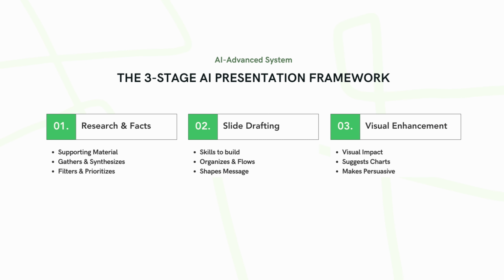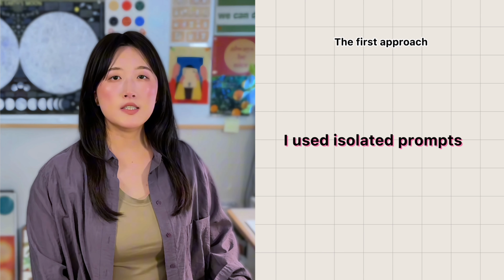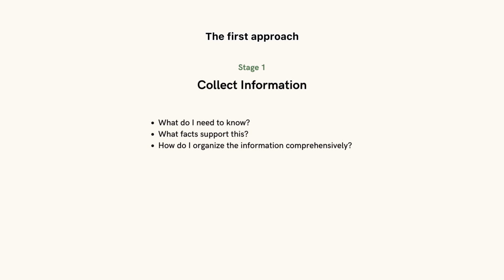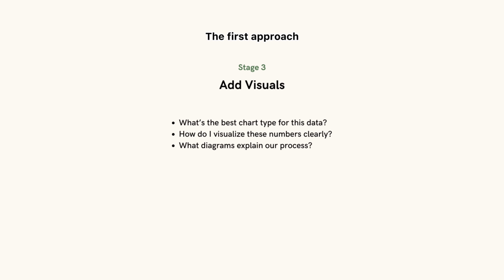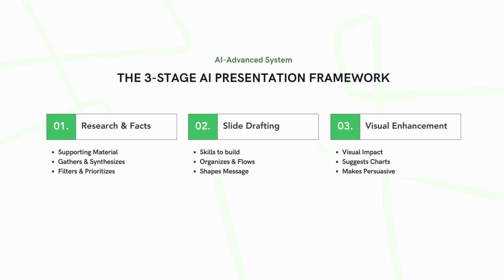Let me show you what I mean. In a previous video, I showed this by creating slides with AI. Same task, same three stages, but I compared two very different approaches. In the first approach, I used isolated prompts. Stage 1, research AI project management tools. Stage 2, turn this into slides. Stage 3, add some visuals. Each stage started fresh with no connection to the one before it.